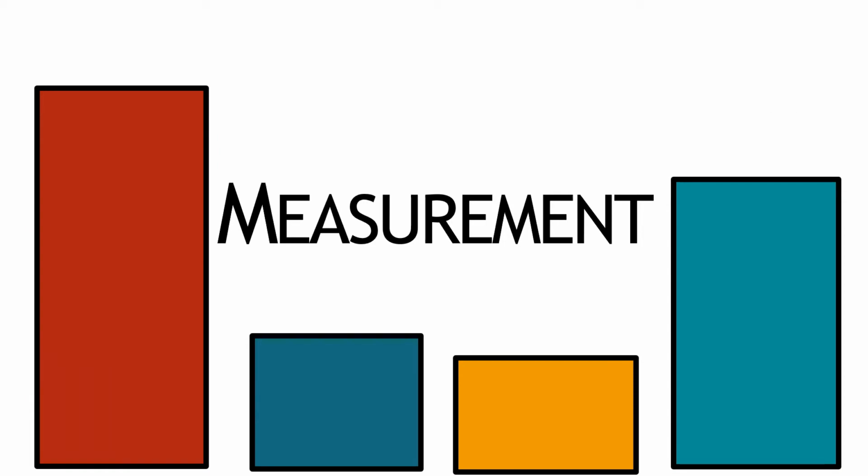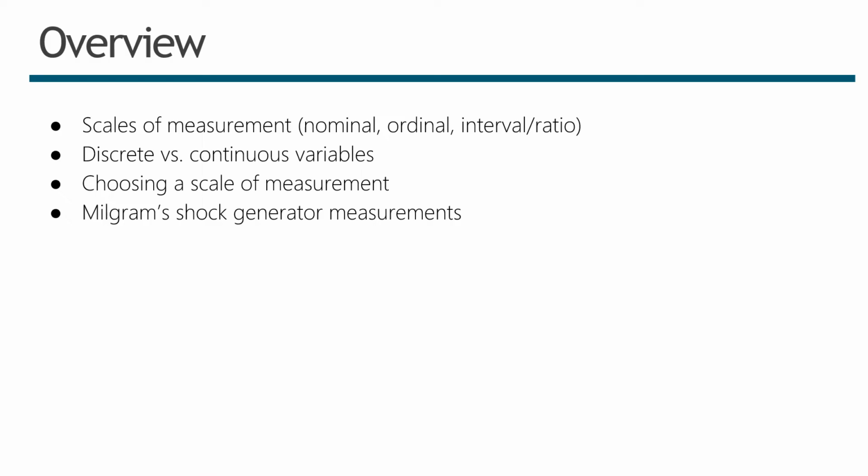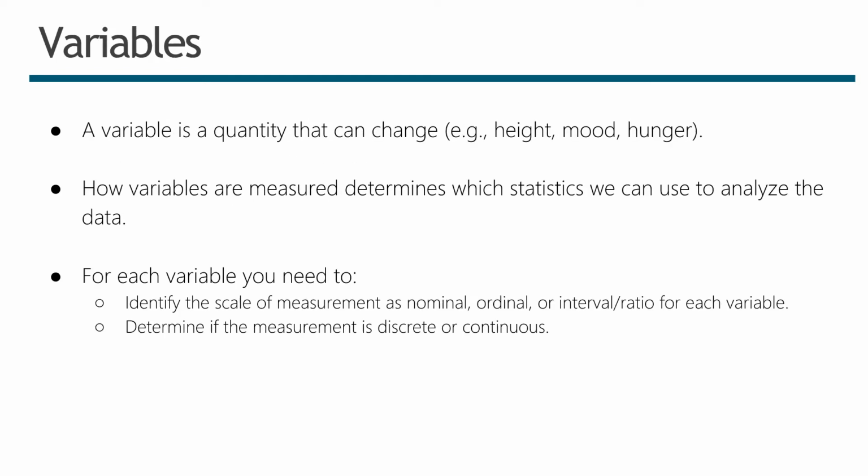Hello everyone. In this video, we're going to talk about how we measure different variables. So we're going to talk about the different scales of measurement, nominal, ordinal, interval, ratio, also how to tell if a variable is discrete or continuous, and how do you choose a scale of measurement when doing research. And then finally, we're going to talk about Milgram's shock generator measurements, which is one of the questions in one of the activities. So very broadly, variables are just quantities that can change.